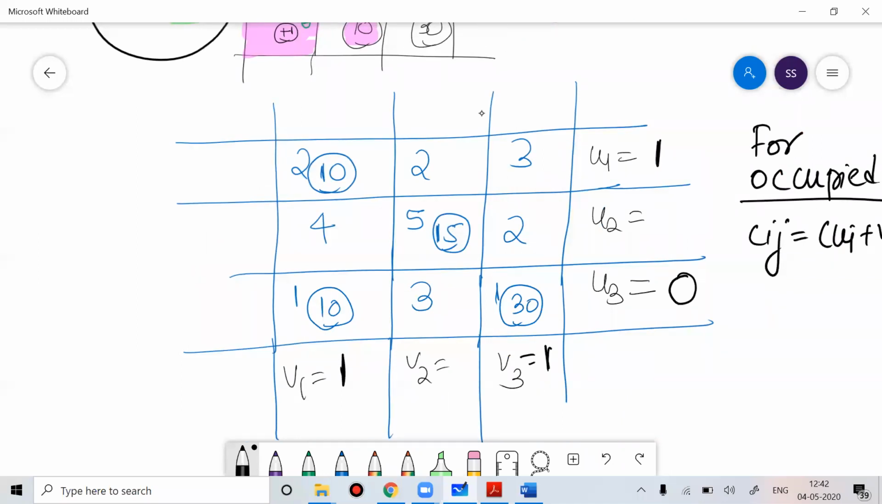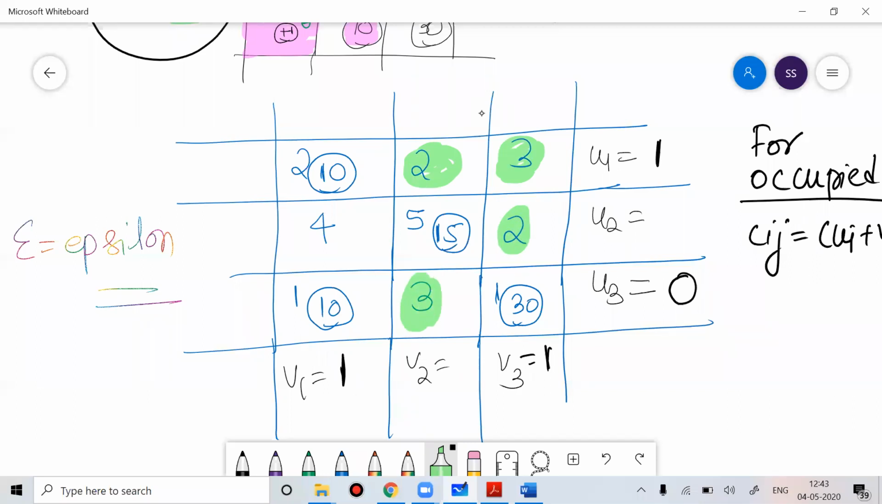Now in order to solve the problem, I have to put some value for U2 and V2. To do that, we'll think about a dummy variable. That dummy variable is called epsilon. We do a dummy allocation. Look at all the cells which are unoccupied. These are the cells which are unoccupied.